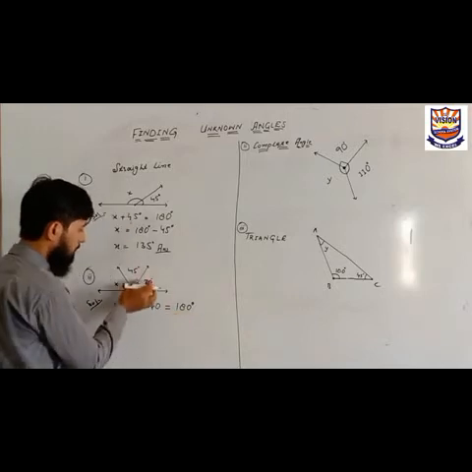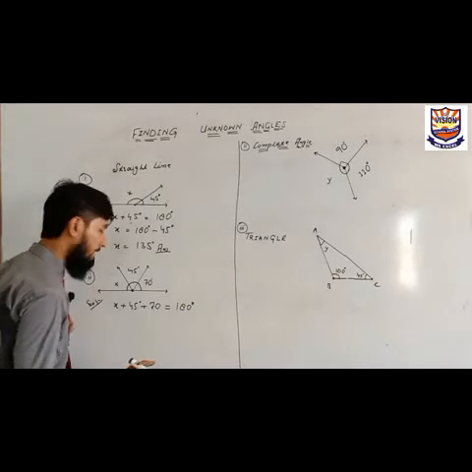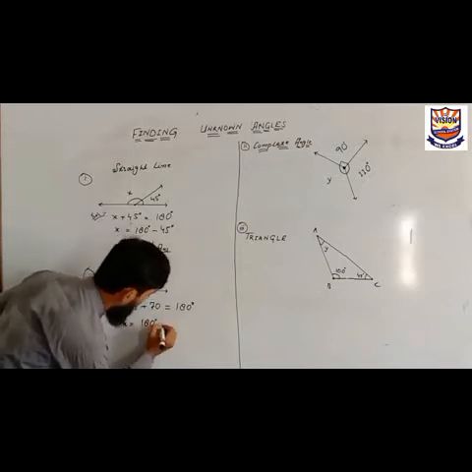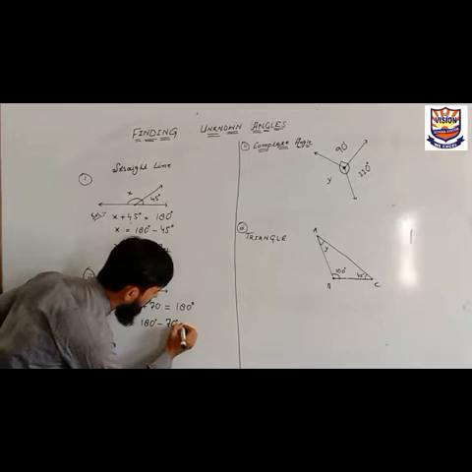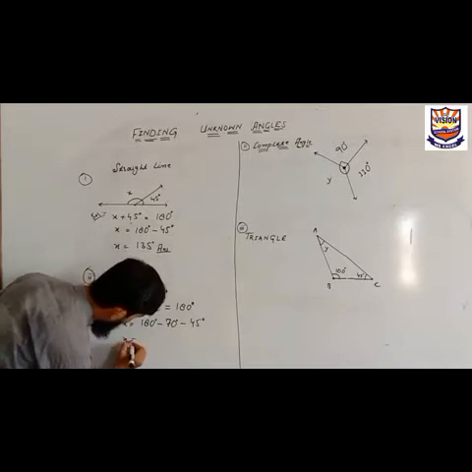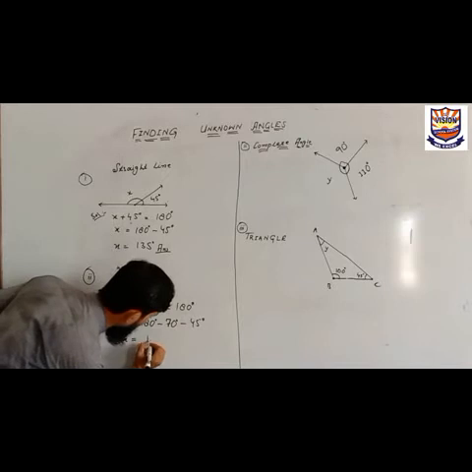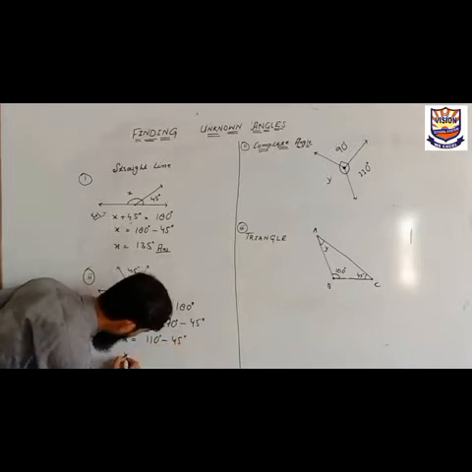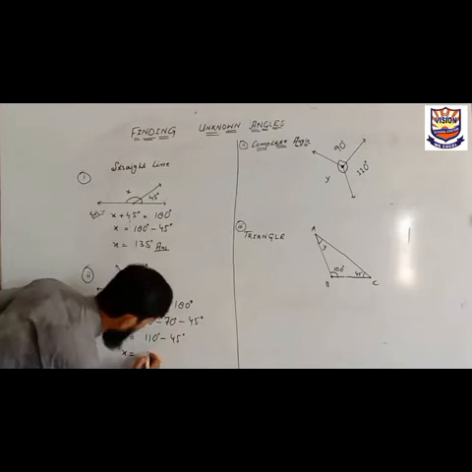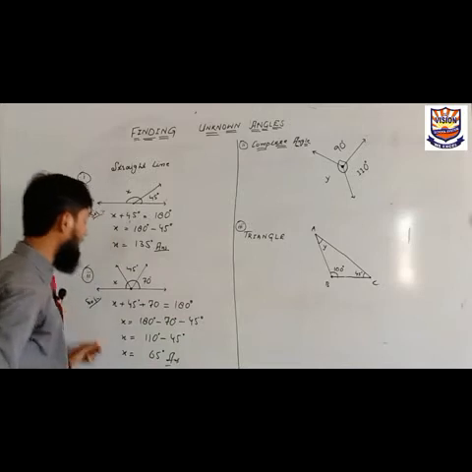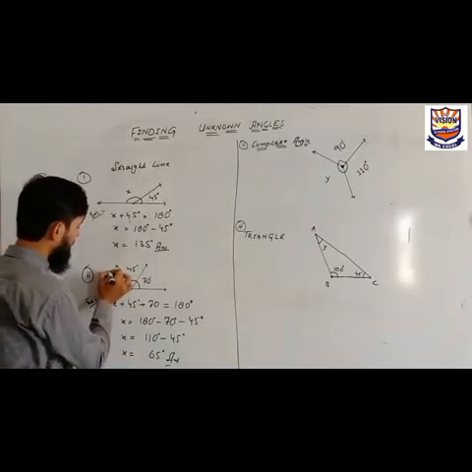Again, simply subtract 70 and 45 from 180 degrees. 180 degrees minus 70 minus 45 degrees. 180 minus 70 is equal to 110 degrees, minus 45 degrees. 110 minus 45 is 65 degrees. So angle x is equal to 65 degrees.